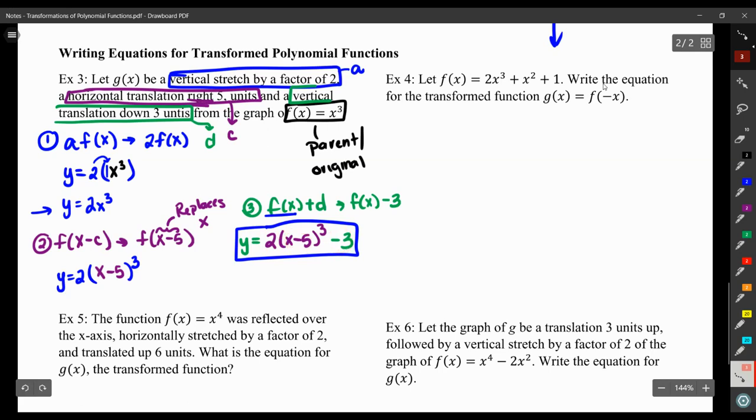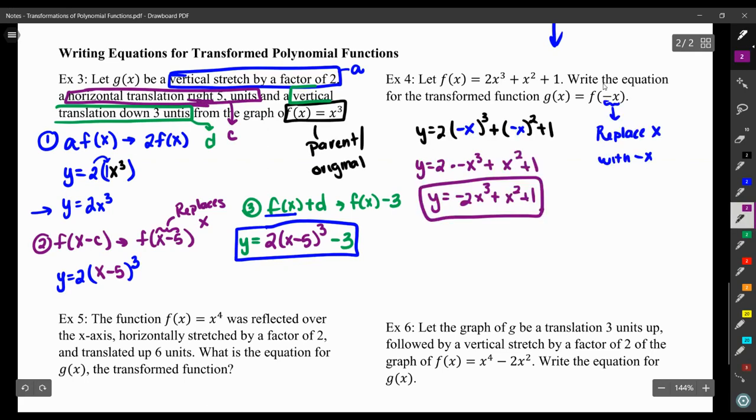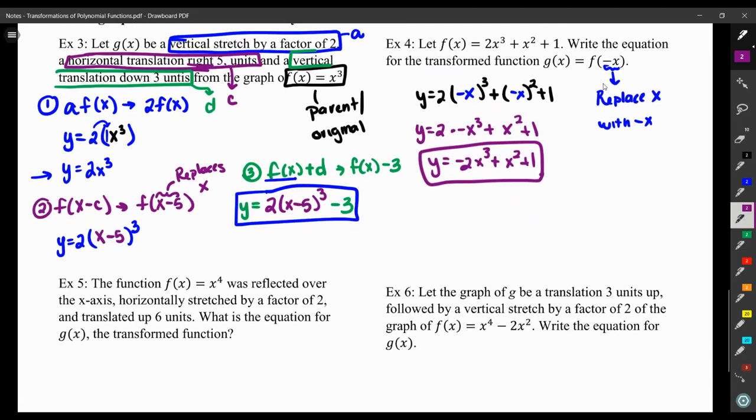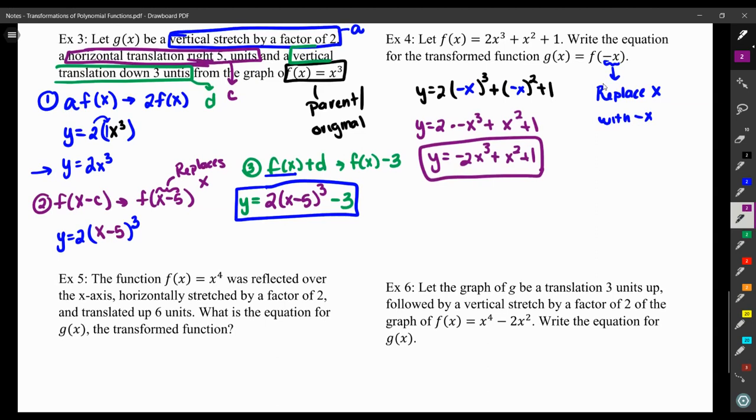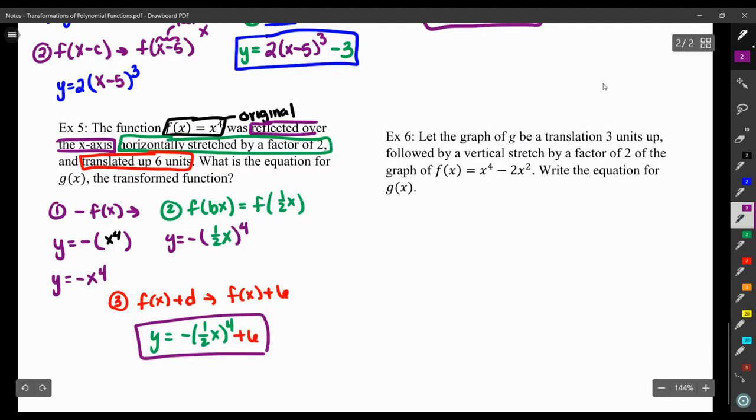So pause the video, see if you can try example 4 on your own. And here's your result for example number 4. Replace all of your x's with negative x and simplify. Pause the video and try example 5. Example 5 is very similar to example 3, except we're using an x to the 4th power instead of x to the 3rd. Pause the video, try number 5. And here's what you should have had for example 5.